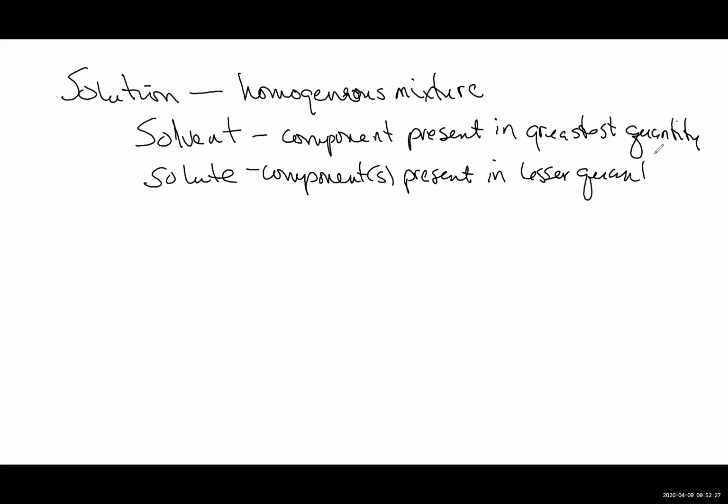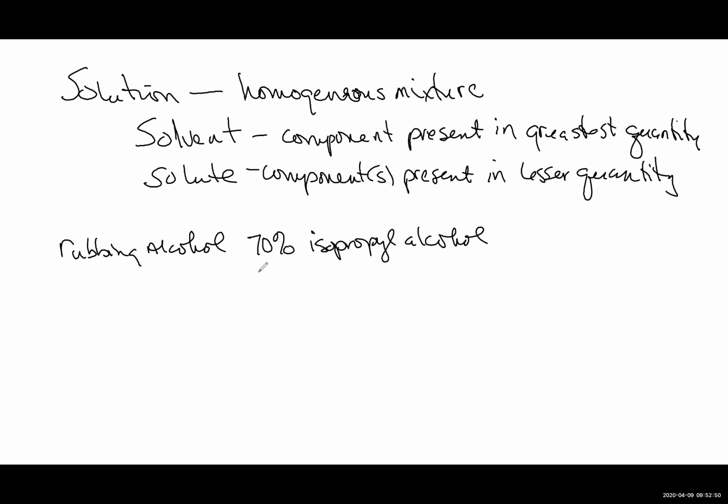This is generally true unless one of the components is water. If one of the components is water, water is always taken to be the solvent regardless of how much is present. So even when you have something like rubbing alcohol, which is typically 70% isopropyl alcohol, which means that it is only 30% water, water will still be considered to be the solvent. So whenever water is one of the components present, it will be the solvent.